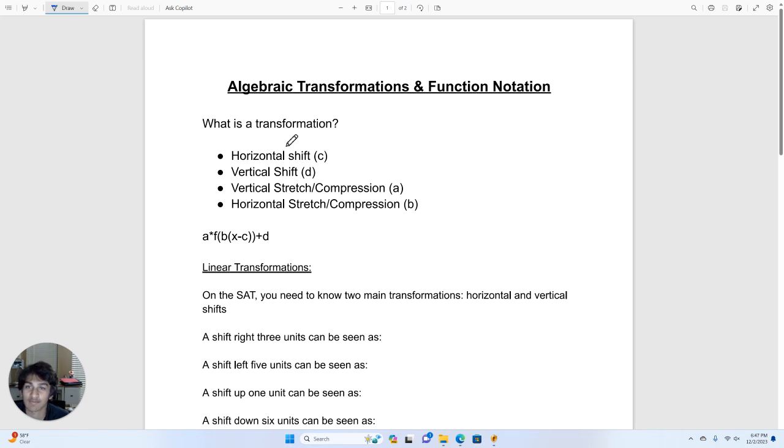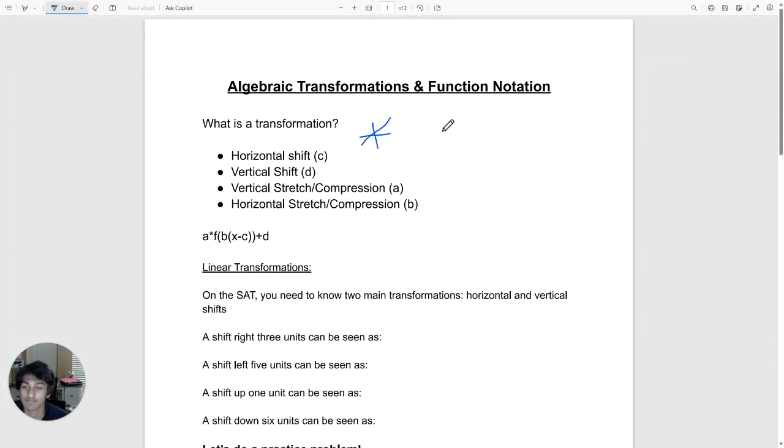The first thing that we have are algebraic transformations, and so let's talk about a transformation first of all. A transformation is just a change in the function and how it looks. For example, if we had a graph that looks something like this, and we wanted to move it to the right, we would simply do a horizontal shift. If we wanted to move it up, we'd do a vertical shift.